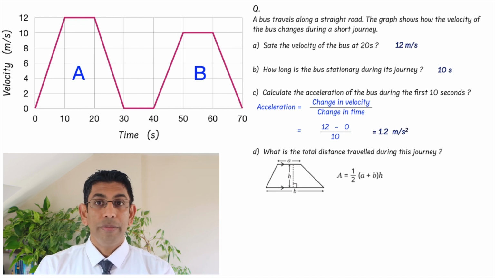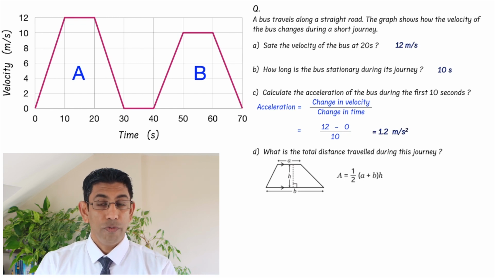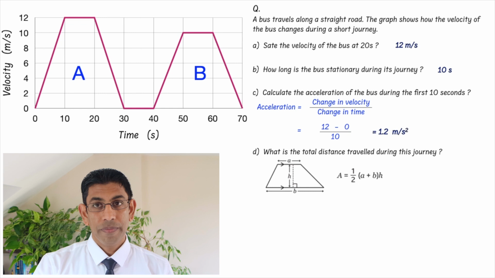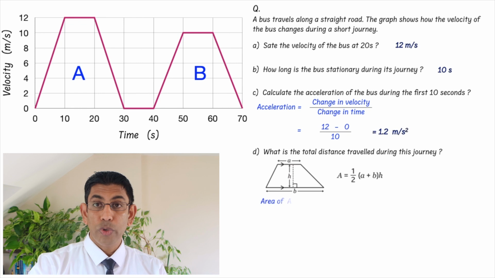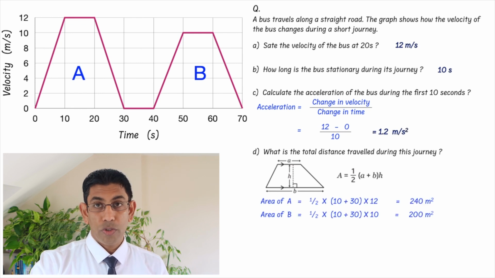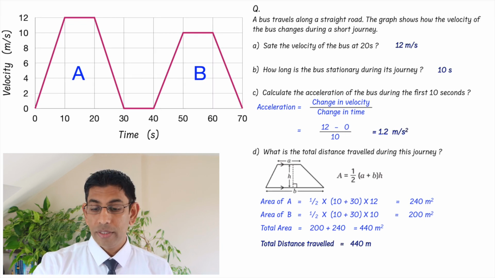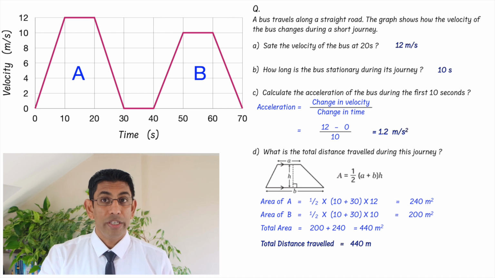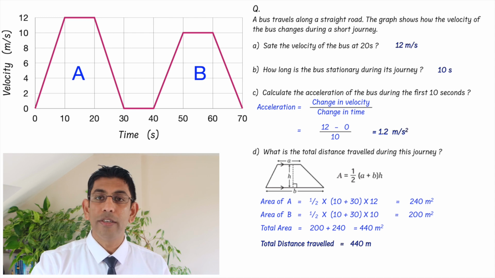It's fine, it will take a little bit more time, but you can do that. Or you can use the area equation for a trapezium and work out the areas of both trapeziums and add them together. If you do that, the area of trapezium A comes to 240 square meters, and the area of trapezium B is 200 square meters, and the total area is 440, and therefore the total distance traveled by this bus is 440 meters.